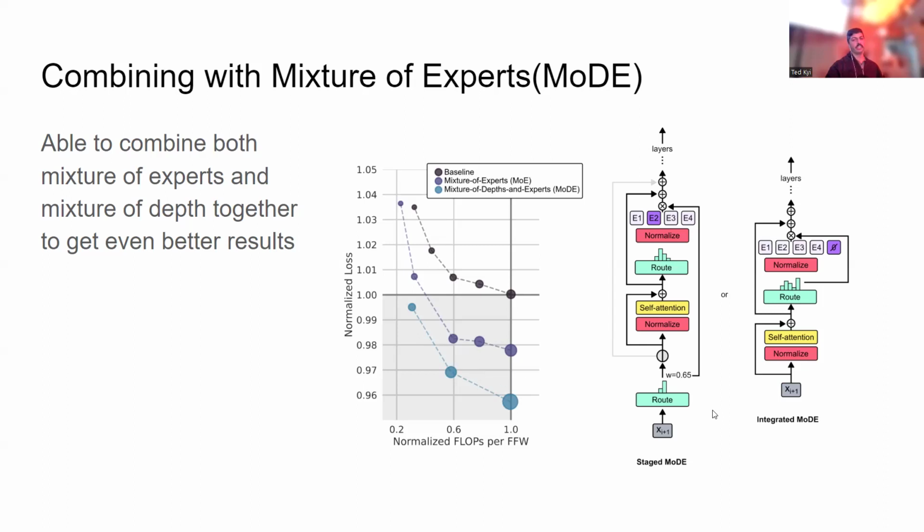And they toyed with various different schemes of this. So one of them is having the routing beforehand on the mixture of depths. And then the other one is having it mixed in on top with the mixture of experts, where one of the expert options is basically just identity. So instead of actually applying one of the experts, you just say, go do the identity. And they found that both of those really worked well.